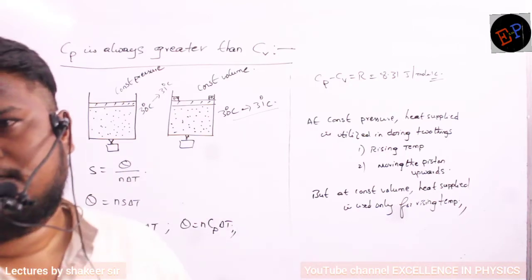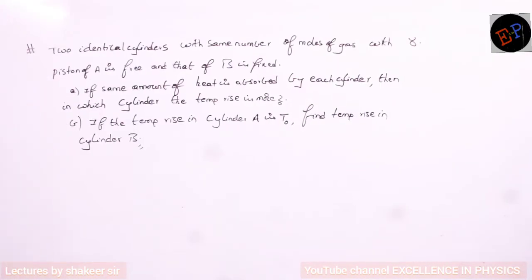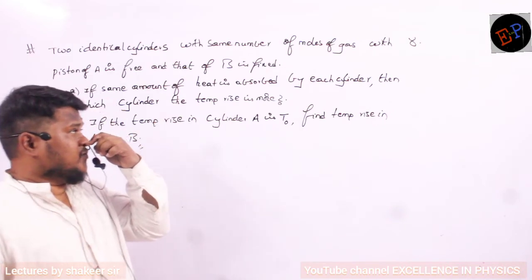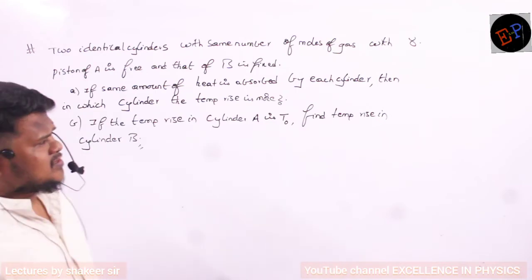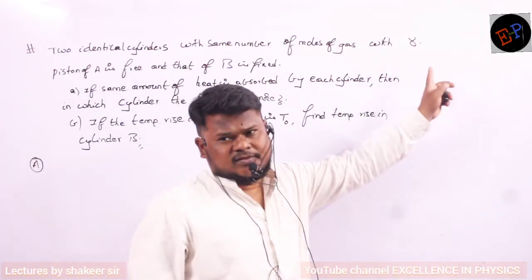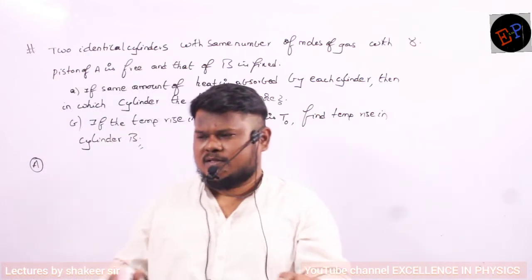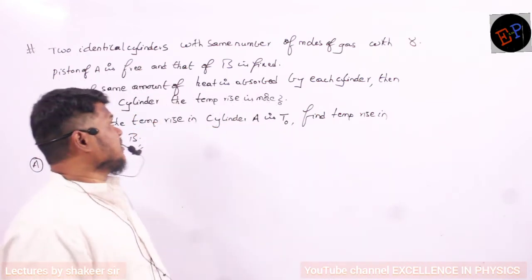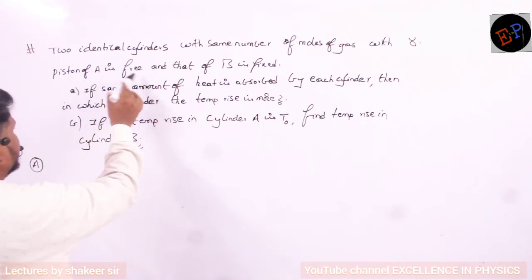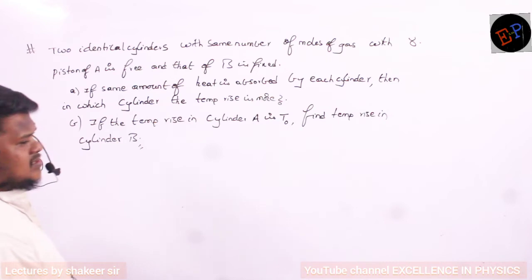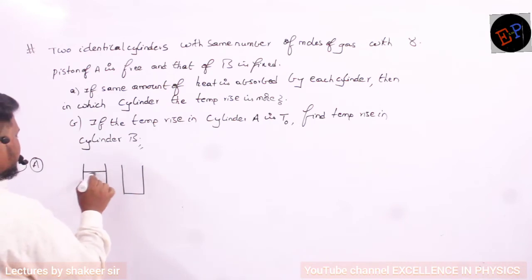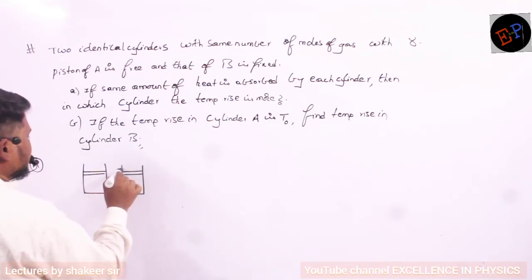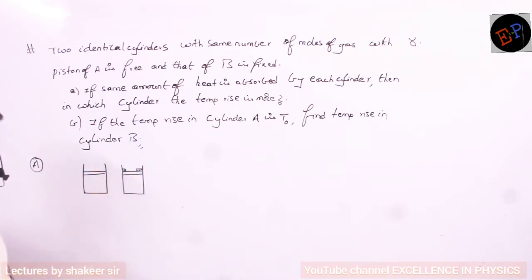So this is a question. Two identical cylinders with the same number of moles, so the n values are the same. Both are filled with the same gas, so their adiabatic constant is also the same. It means the same type of ideal gas is filled in both cylinders. Piston A is free and the other piston is fixed. It means we are taking two identical cylinders; the piston of one can move, and the second piston is fixed. That is the difference.